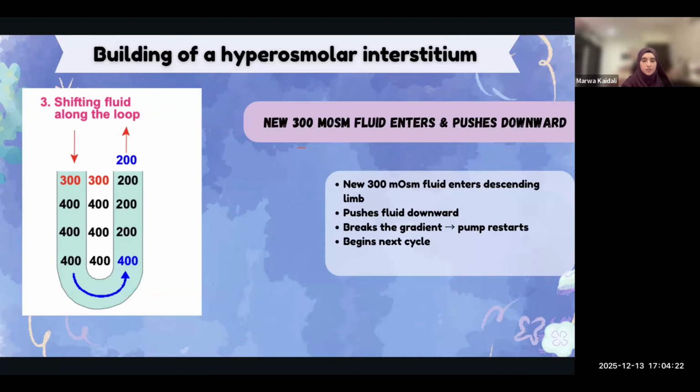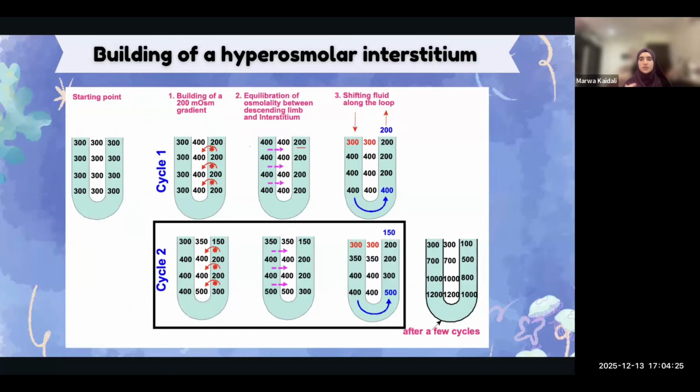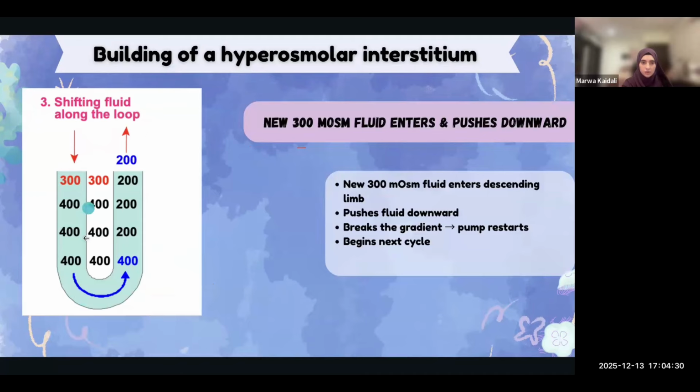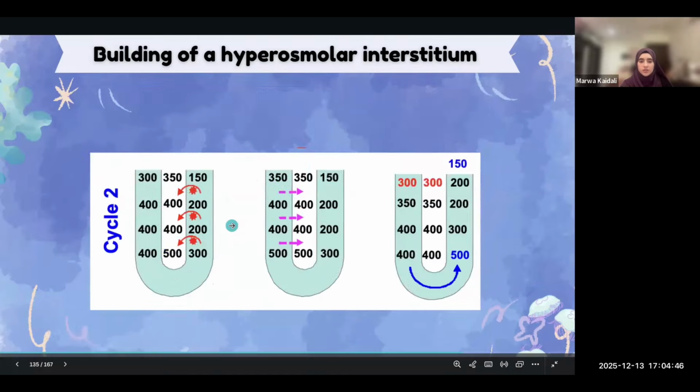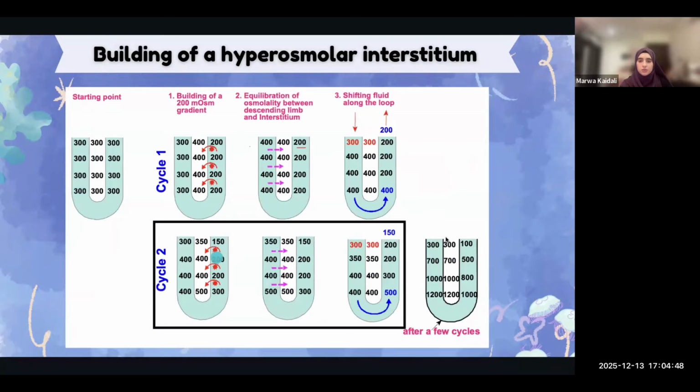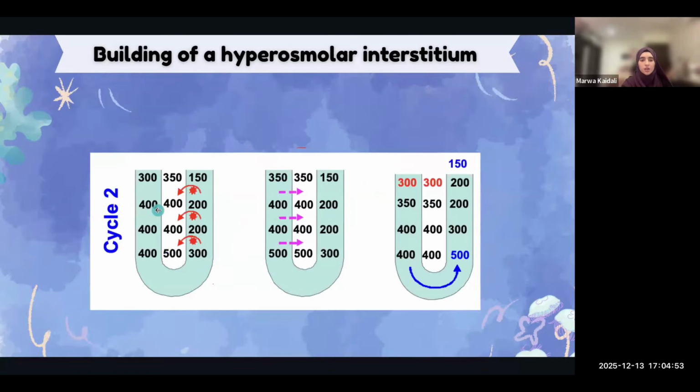After this, basically everything that we just explained is going to happen again and again. The reason it keeps on happening is because, remember, the main goal of this whole process is to make a hyperosmolar interstitium, which is here. So we're going to concentrate the interstitium as much as possible. I know for now it's not going to make sense to you guys why, but we will see that later. So again, we're going to go over the cycle again because we broke the gradient over here. This is going to trigger the cycle to happen again. So the first step is to build a 200 milliosmol gradient difference between the ascending loop and the interstitium.